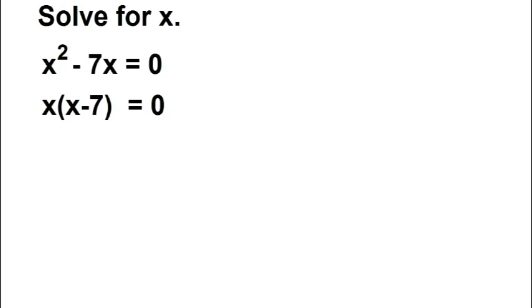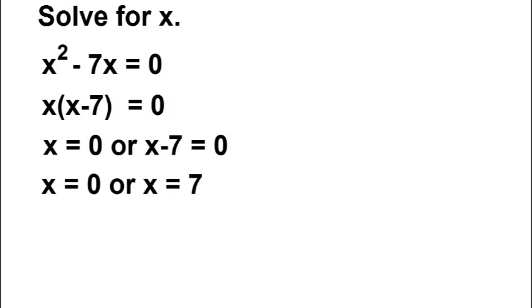Now, let's set each factor equal to 0 and solve for x. x is equal to 0, or x minus 7 is equal to 0. x is equal to 0, or x is equal to 7.